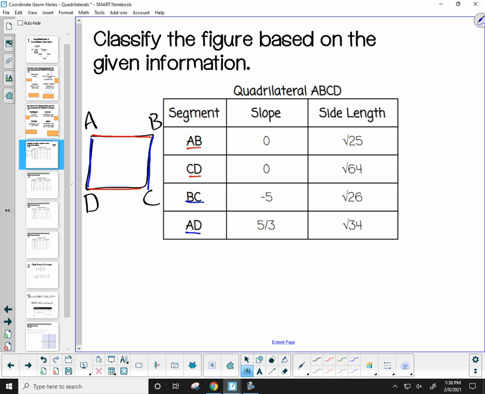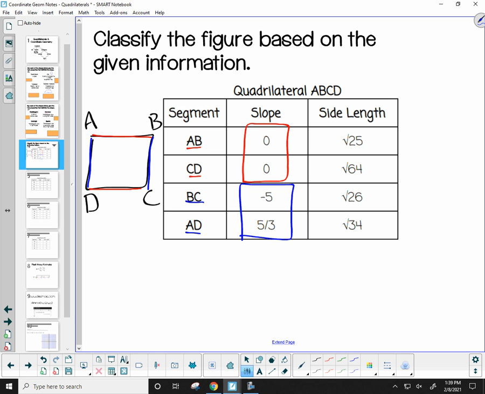So keep in mind, if lines are going to be parallel, then their slopes have to be equal, right? Okay, so slope is a big part of this. If lines are parallel, their slopes are going to be equal. If lines are perpendicular, their slopes are going to be opposite reciprocals. So I put these two together because I want to know, are these two lines parallel? Yes, they're both the same number, right? That's one set of parallel sides. Are these two lines parallel? No, because they're different, right?